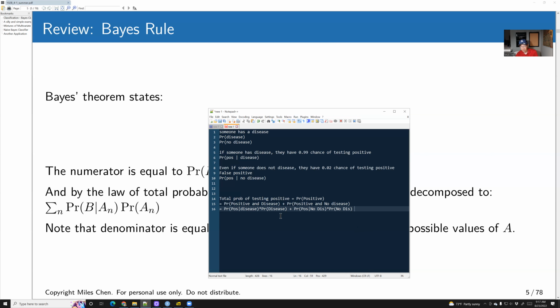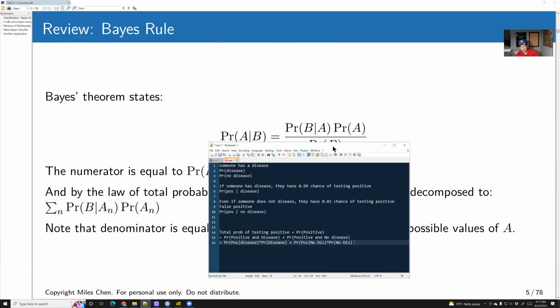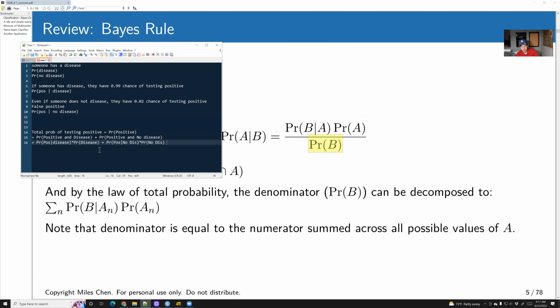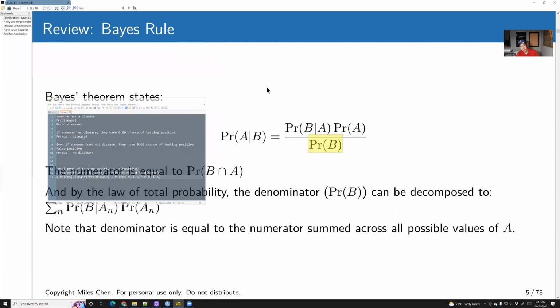So this is basically what we are doing here. We're saying the probability of this denominator, the probability of just everybody testing positive, can be decomposed into the product of B given whatever class times the probability of that thing, summed across all possible values of this. In this case, we have disease versus no disease. Those are the different classes. And if you had multiple classes, you can get this value across all of the different possible values.